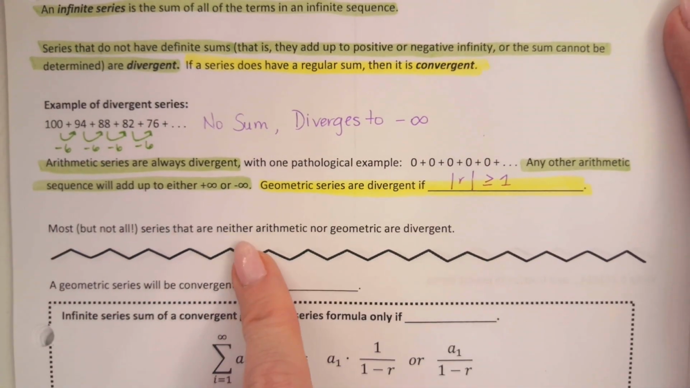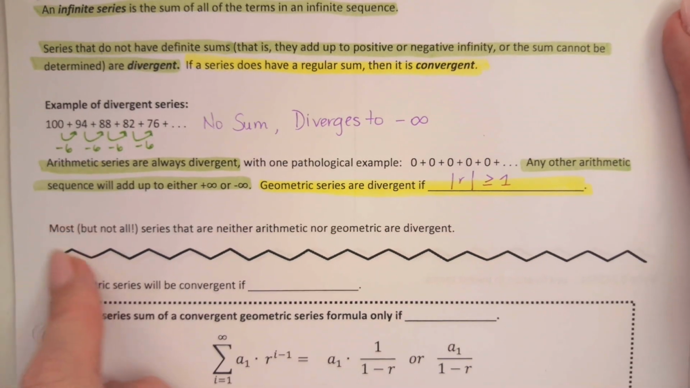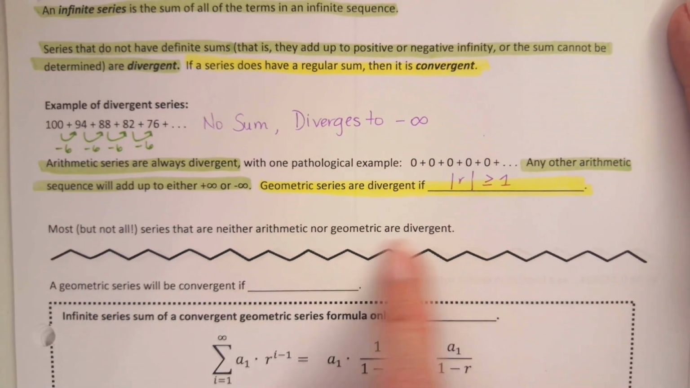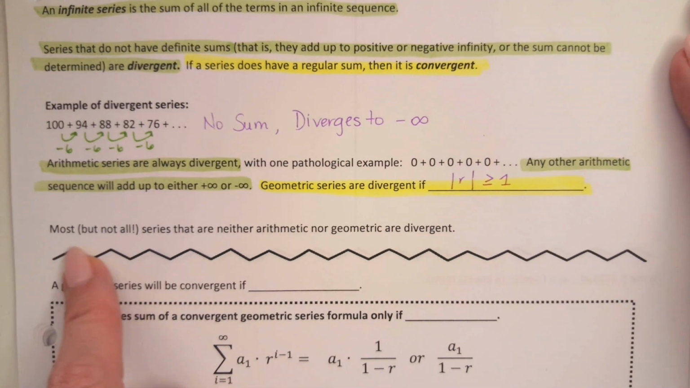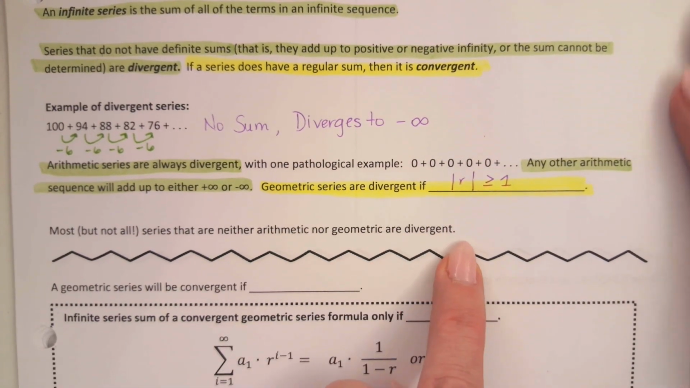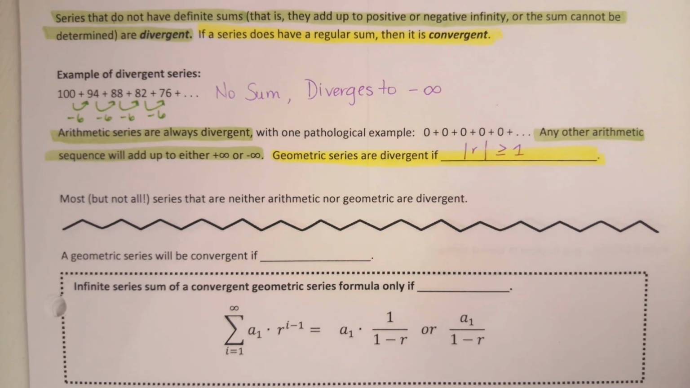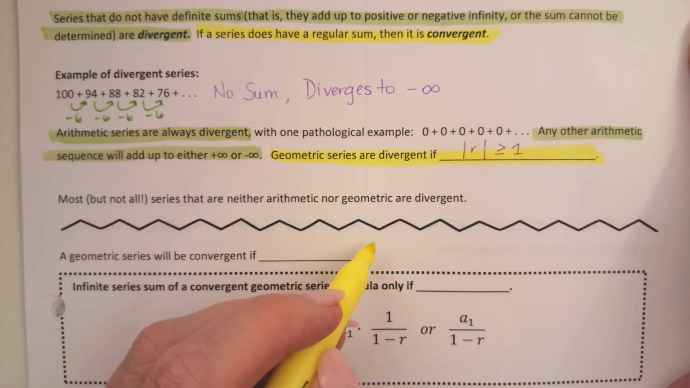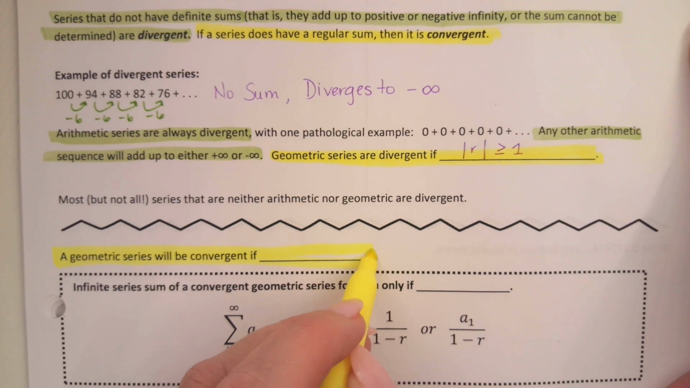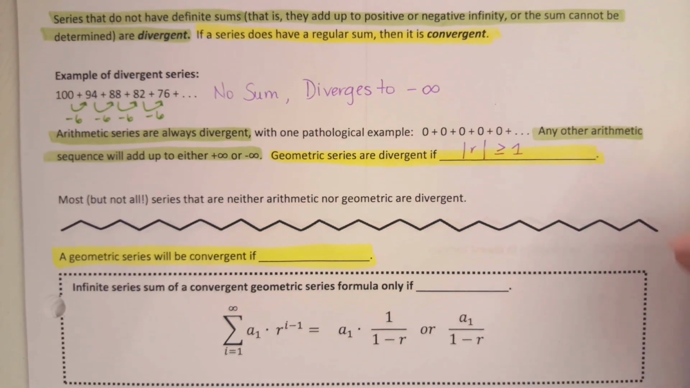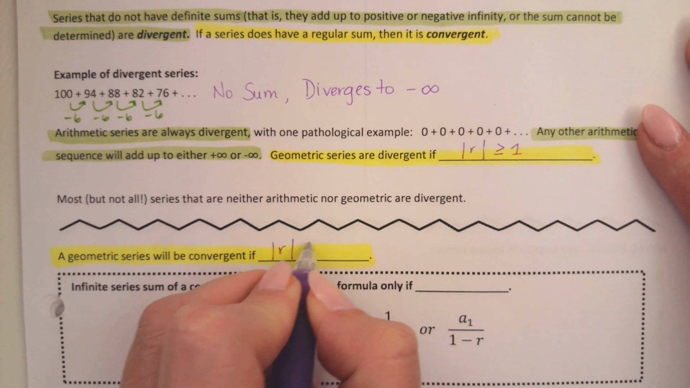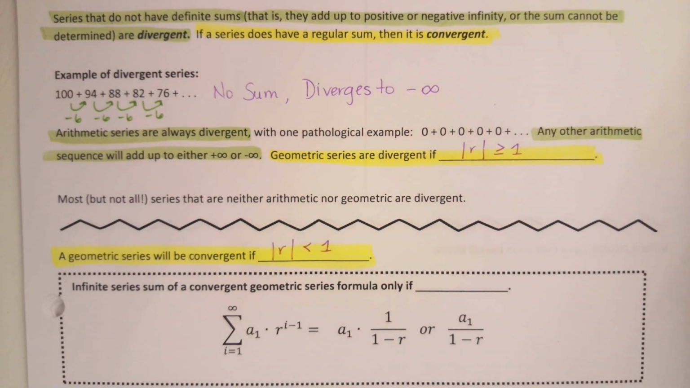Most, but not all series that are neither of these two are going to be divergent. We're just going to focus on ones that are arithmetic and geometric in this class, and maybe you'll experience some that are not arithmetic or geometric in a higher level class. A geometric series will be convergent, meaning it has an actual sum, if the absolute value of the common ratio is less than 1. So if you're multiplying by like a half, then you will have an actual sum.